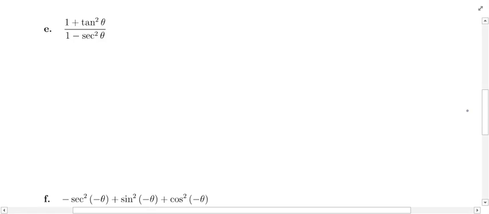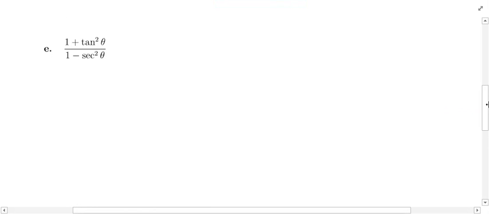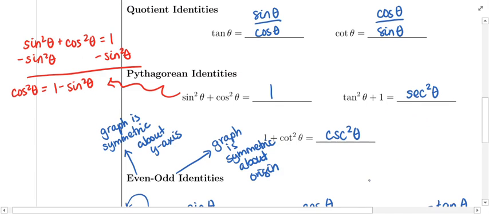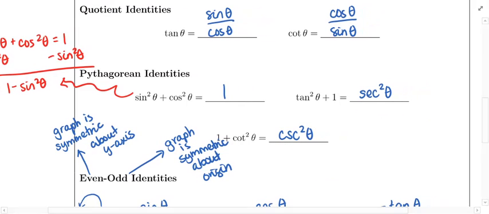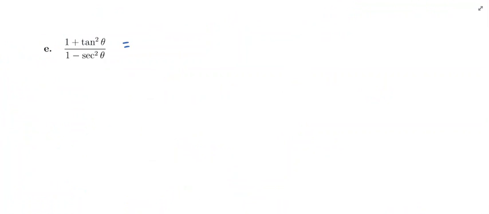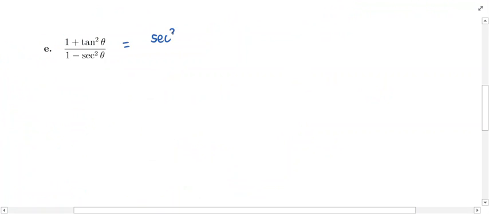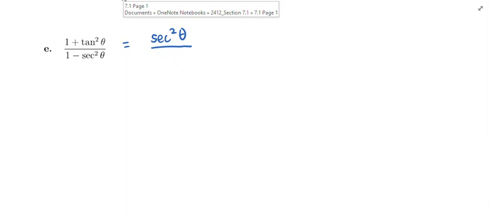If we look at the top here, 1 plus the tangent squared of theta, go back to page 1, that's this Pythagorean identity, so the top becomes the secant squared of theta. So I'm going to go back and write that out. The top is going to be the secant squared of theta over the bottom, 1 minus secant squared of theta. That is basically the same Pythagorean identity, just used in a different way.